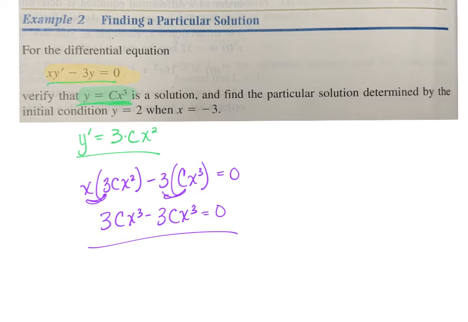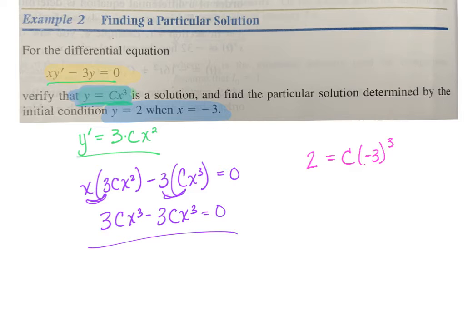And then they want the particular solution. So this is a general solution. It has a c in it. They want a particular solution. And they have given me some parameters for that particular solution, an initial condition here. They've given me a condition when y is 2, x equals negative 3. So all I'm going to do is take this and plug those in. So I'm going to say when y is 2, x is negative 3.